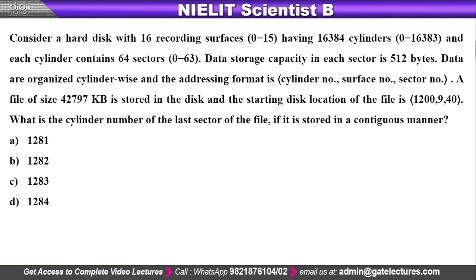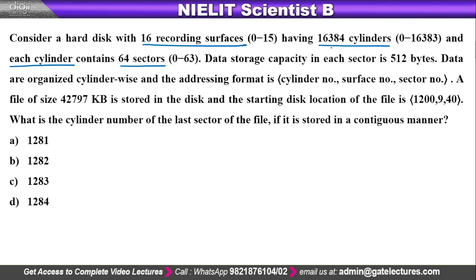Now this is a nice question and can be a little complicated for some. The best way to do these questions is to write down whatever information is given to you, so that it is easy to understand. So how will we start? First, we have a hard disk with 16 recording surfaces. So the number of surfaces is 16, having 16384 cylinders. So there are 16384 cylinders. Each cylinder contains 64 sectors, meaning one cylinder has 64 sectors.